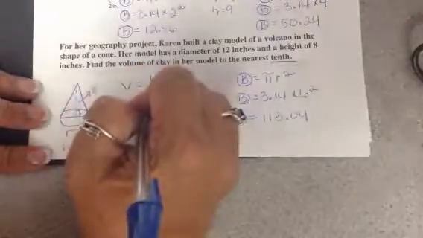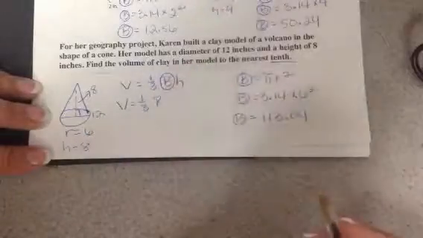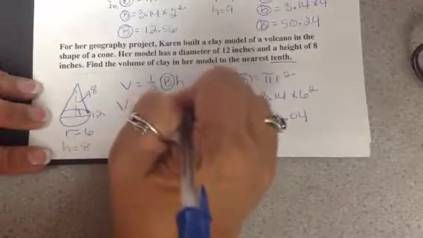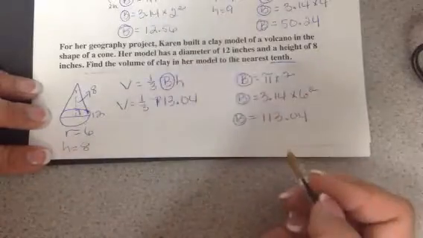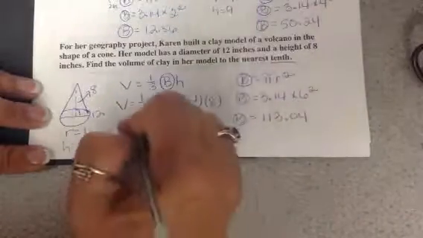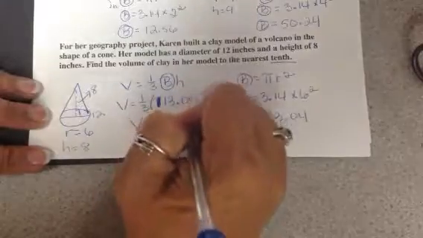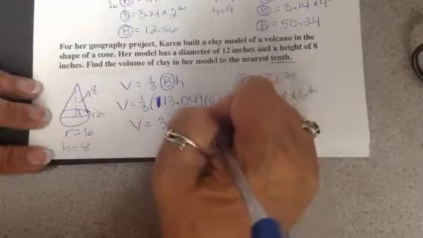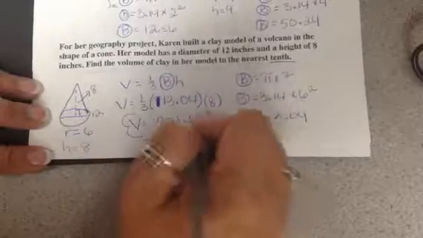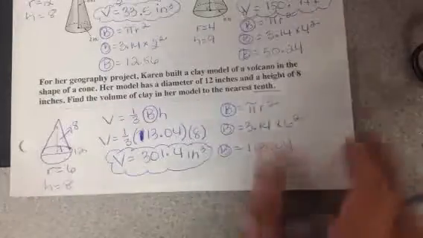Okay, I'm not done because I got to plug that into my formula over here. V equals 1/3. Oh, instead of big B, we're going to put our 113.04. And then we are going to, let me put that in parentheses, multiply that by our height, which is 8. So V equals, fix that 1 for you, it looks kind of crazy. V equals 301.4 inches cubed. And that is how you work a word problem. These are pretty simple. We're just plugging in some numbers. If you have any questions or are confused about any of this, come see me during tutoring.